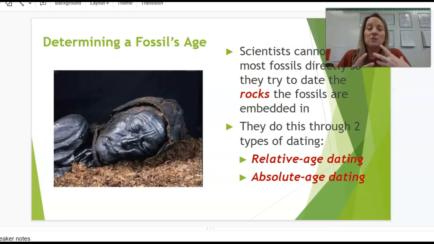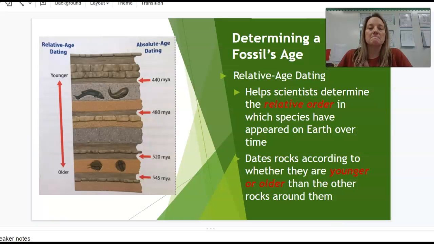All right, determining a fossil's age. How can you tell how old a fossil is? Well, most of the time, scientists cannot really directly date the fossil itself. But what they can do is date the rocks around the fossils. Okay, and they do this in two ways: relative age dating and absolute age dating. Relative age dating helps scientists determine the relative order of when a species appeared on Earth.